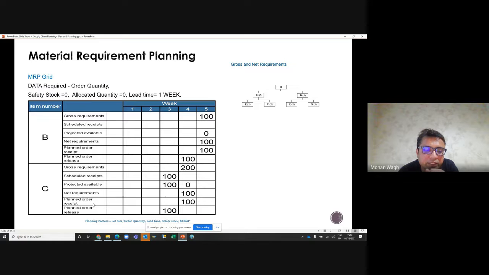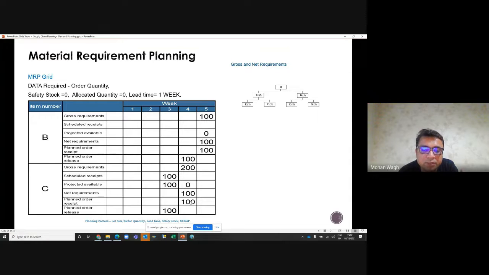Then this is interesting: planned order receipts and planned order releases. When you say planned order releases, it's basically that you have orders from customers, or maybe you want to produce in-house, and depending upon the lead time, since you want to supply or produce item B in week 4, you need to have the receipt from the supplier or the production site in week 4.